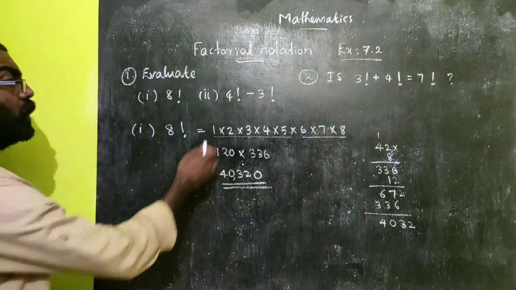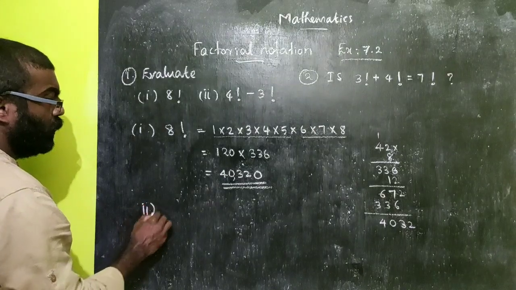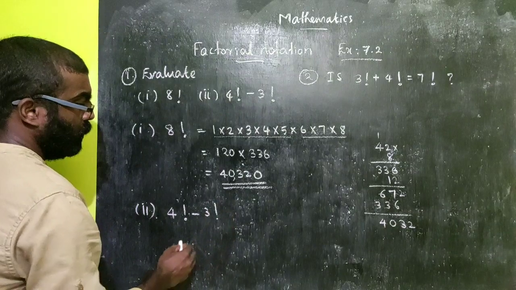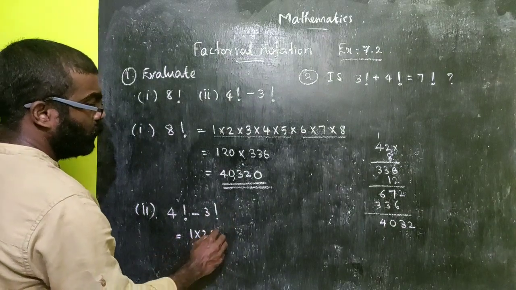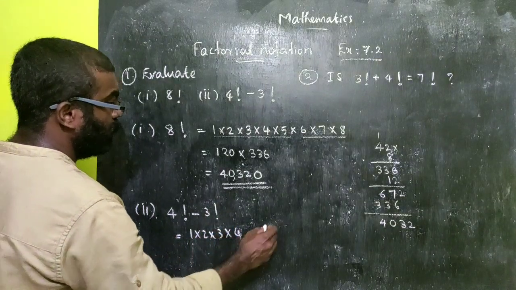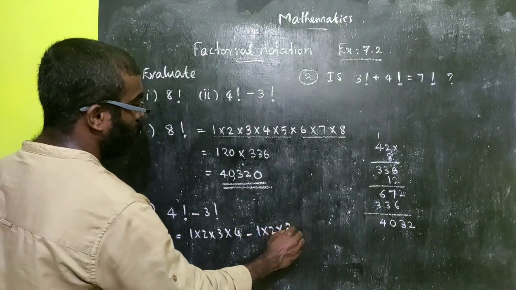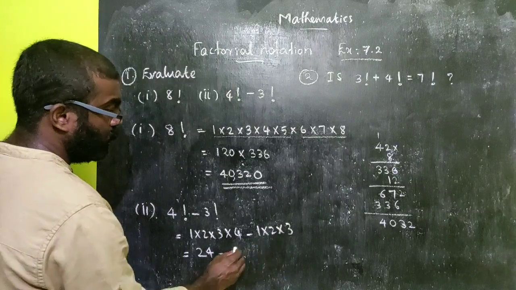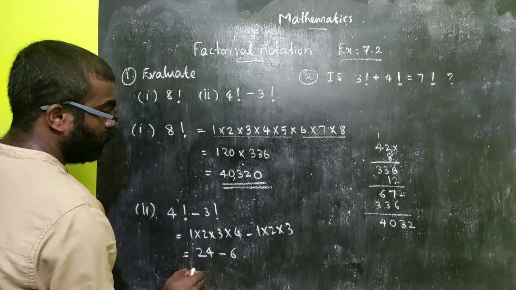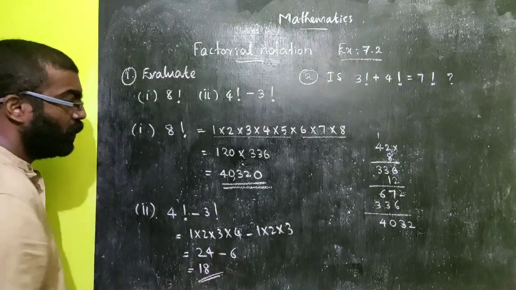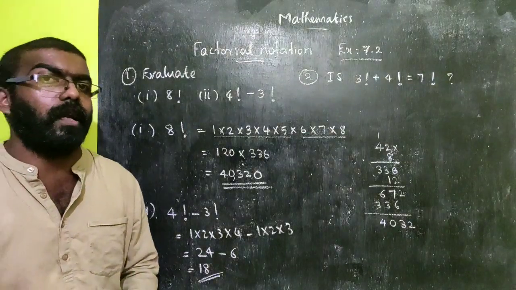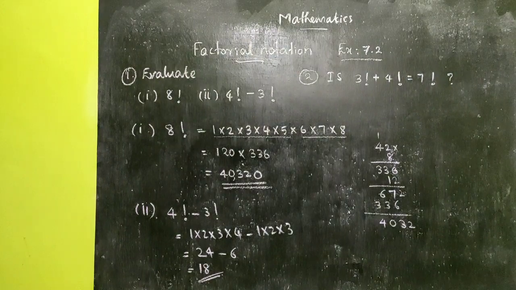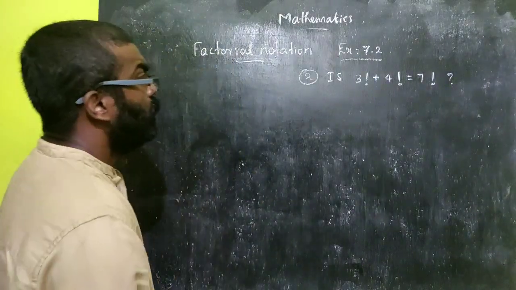Clear? Now consider the second part, 4 factorial minus 3 factorial, which is equal to 1 into 2 into 3 into 4 minus 1 into 2 into 3. Here it is 24, then minus 6. 24 minus 6 is what? 18. So 4 factorial minus 3 factorial is equal to 18. Understood? Now consider the second question.